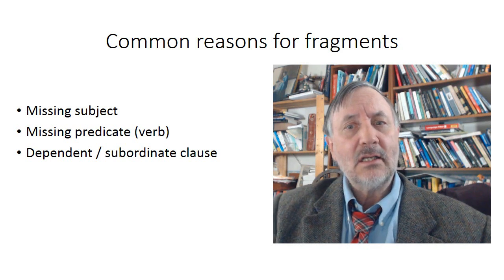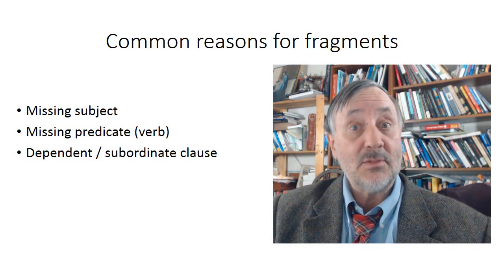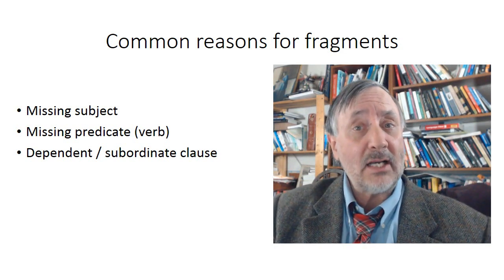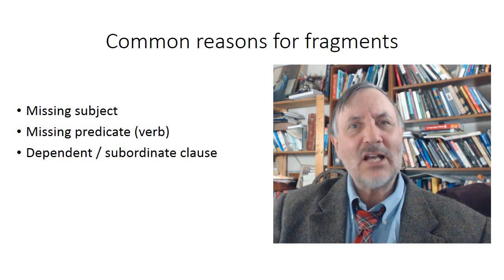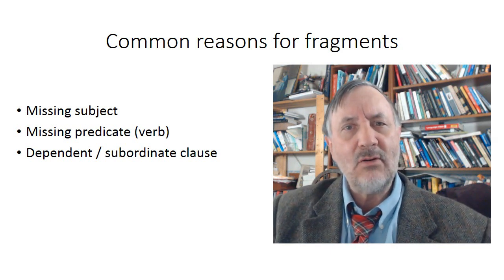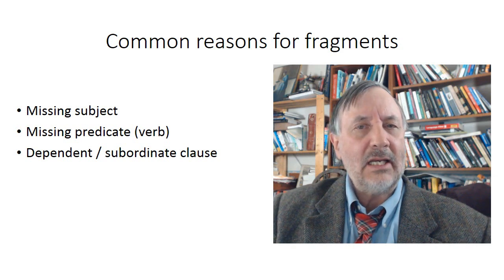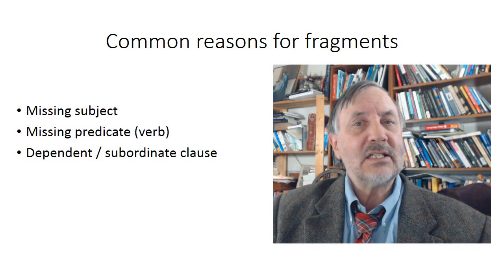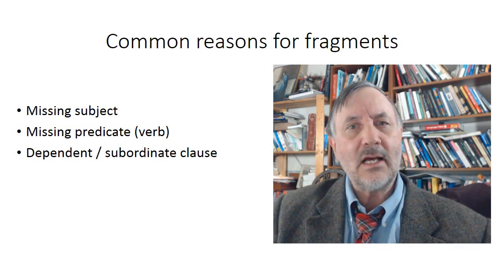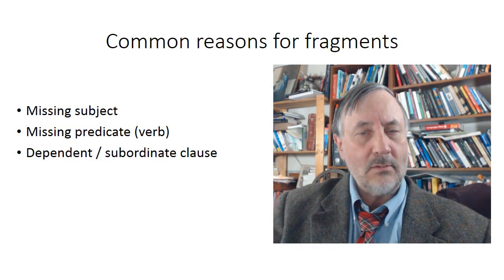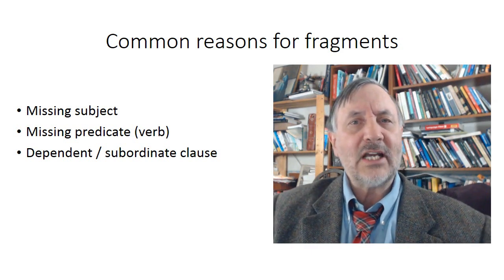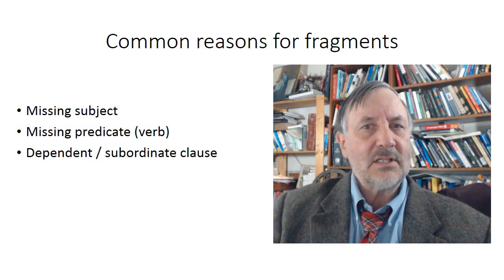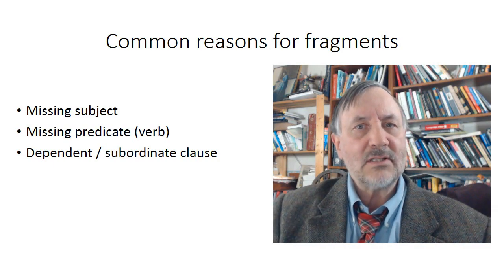So conversely, the common reasons for fragments are that it's missing a subject. It's missing the actor of the action. It's missing a predicate, that is, it's missing a verb. That actor is not doing something. We don't have the subject-verb relationship. Or it is entirely a subordinate clause or a dependent clause. It does not have an independent clause. So these are the reasons for sentence fragments. And as we go forward in this lesson right now, we're going to take a look at some examples and learn to identify sentence fragments for all of these reasons.